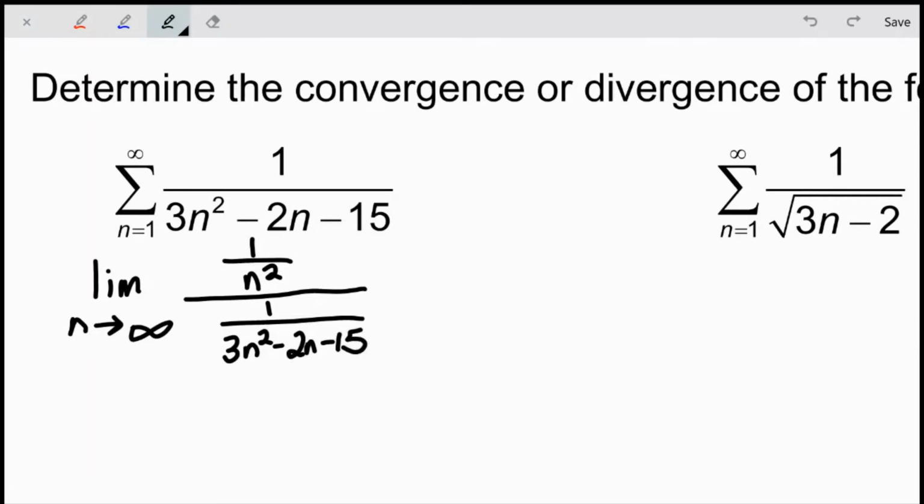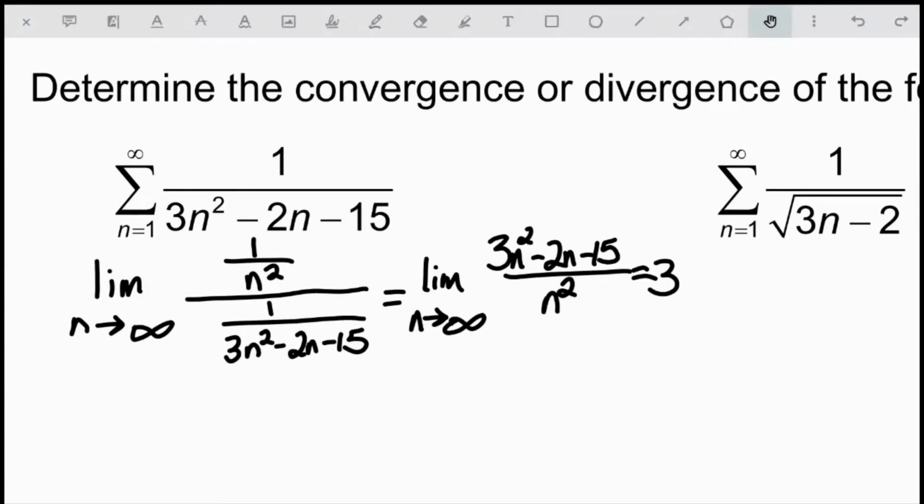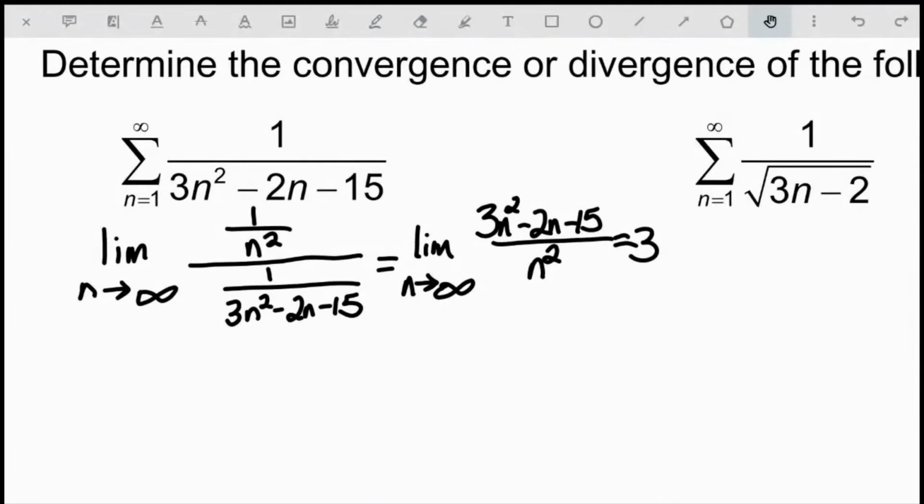Okay, so are these comparable? Well, in the end, if I do my algebra here, I'm going to end up with (3n squared minus 2n minus 15) over n squared. And if I solve that limit out, I got a value of 3. That's finite and positive, so I know these two series are going to behave in the same way from a convergence standpoint. So that's my justification that I can use a limit comparison test.